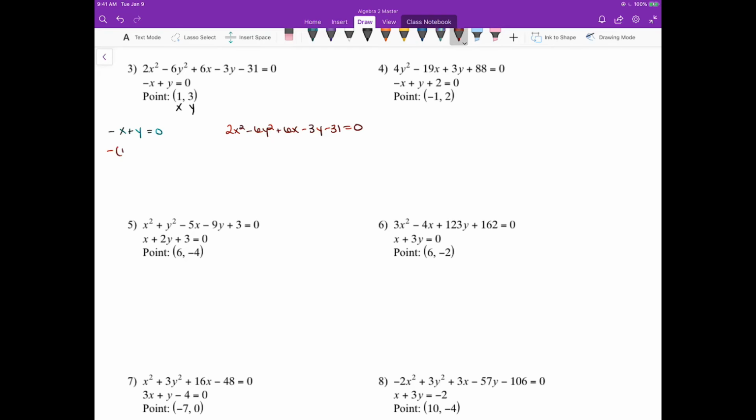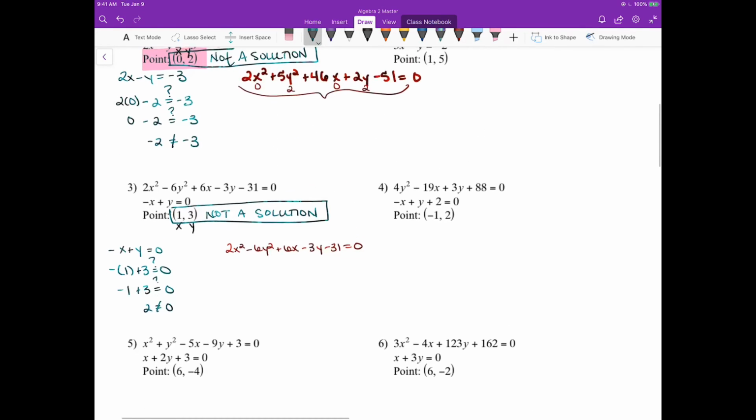So we've got negative 1, let's do that in a different color. Negative 1 plus 3 equals 0. Negative 1 plus 3, do these equal 0? And 2 does not equal 0. So this is not going to be a solution. Not a solution. And so both times you've gotten out of having to test it in the quadratic equation, but that will not be true for some of these other ones.